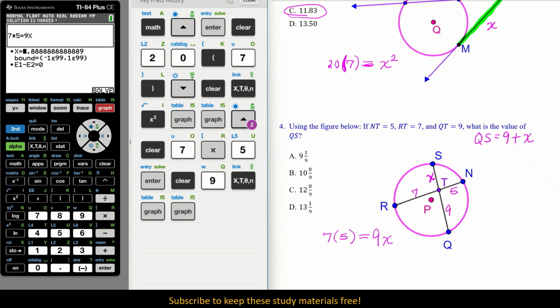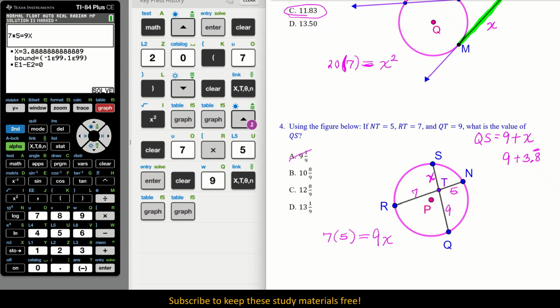And yes, that is the value. That is 3 with 8 repeating. So that's the value of x. But what do we really want? We want 9 plus the value of 3 with 8 repeating. Obviously we can take a look at that and say 3 plus 9 is 12 and automatically see what isn't going to work. Now there's a couple of things that you probably ought to be able to see by just looking.